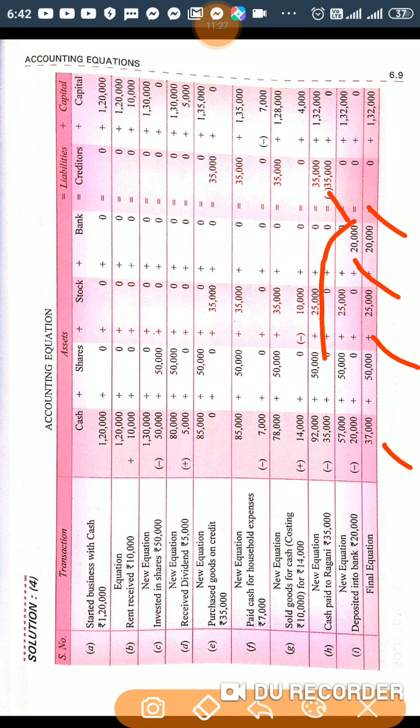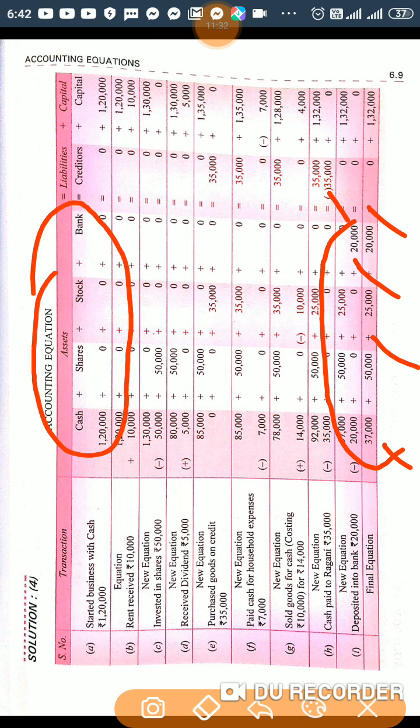So on the asset side you will write down all the four items with these amounts: cash will be written 37,000, shares will be written 50,000, stock will be written 25,000, bank will be written as 20,000. Now on the liability side you don't write creditor because creditor is 0, you will write only capital, that is 1,32,000.